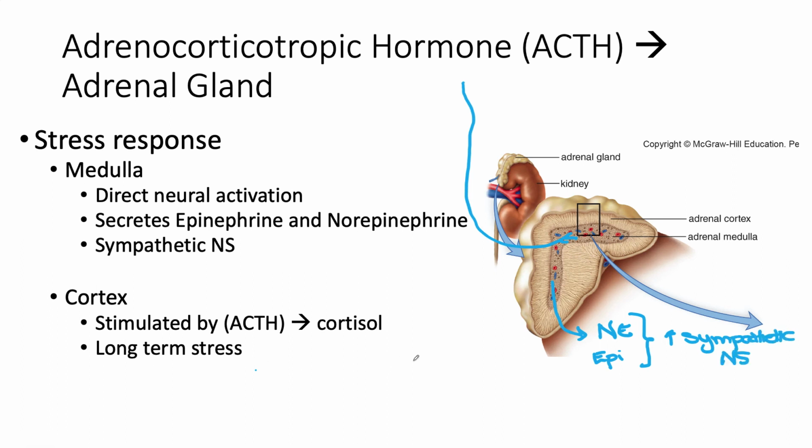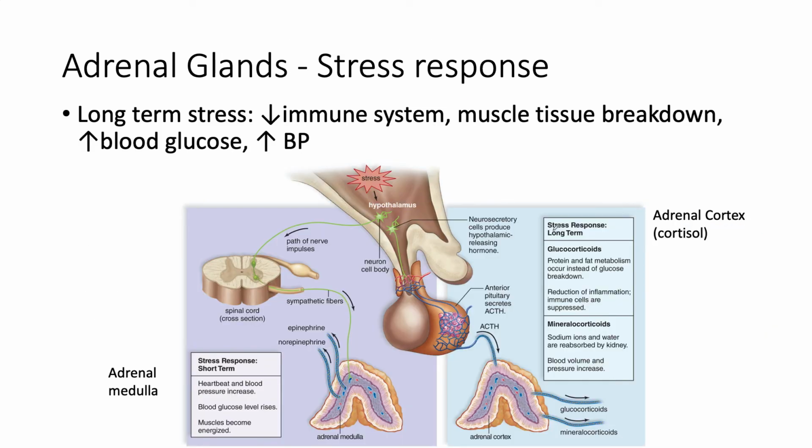This hormone, ACTH, acts on the adrenal cortex. And instead of short-term stress response, like you would get with norepinephrine and epinephrine, this involves long-term stress response and the production of cortisol. So cortisol is going to downregulate your immune system. It's going to facilitate muscle tissue breakdown for energy. That muscle tissue will be broken down and released into the blood as glucose, and your blood pressure will be increased. Those things, pretty much none of them are any good for you.